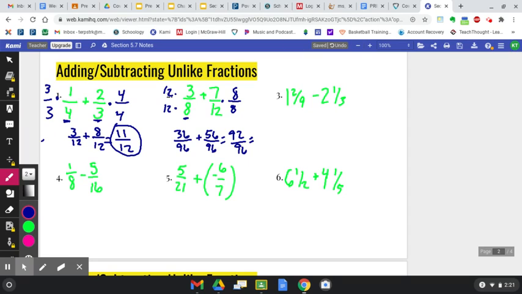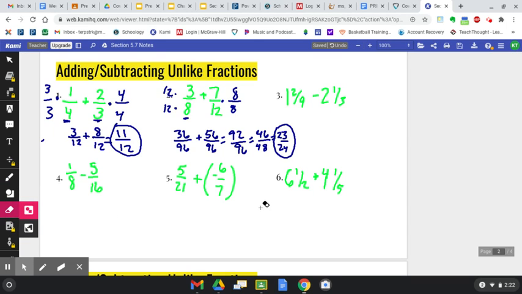96. And now I can reduce that. 2 goes in here 46 times, 2 goes in here 48 times. Okay, so even bigger. 2 goes in here 23 times, 2 goes in there 24 times. So then I end up with 23 over 24. So essentially I'd have to reduce it in the end.